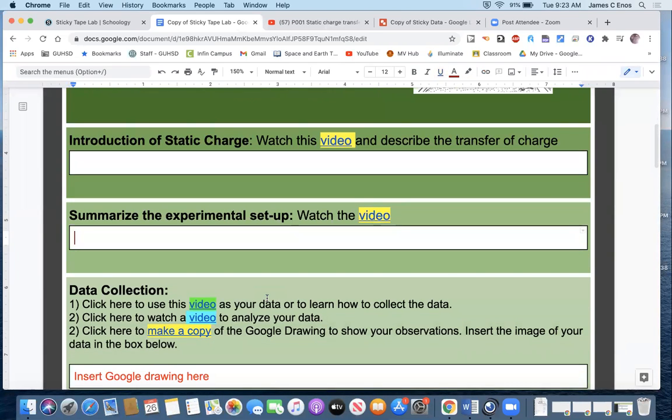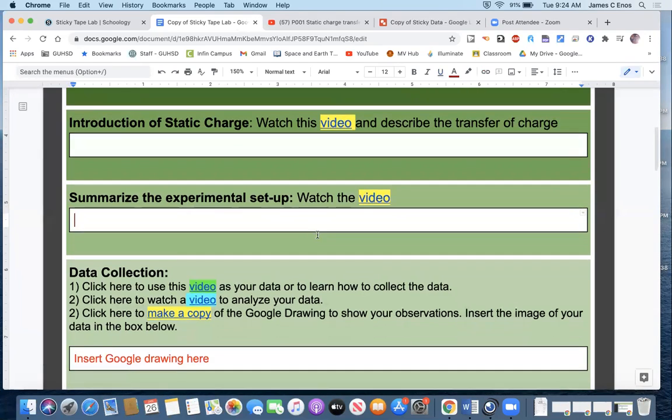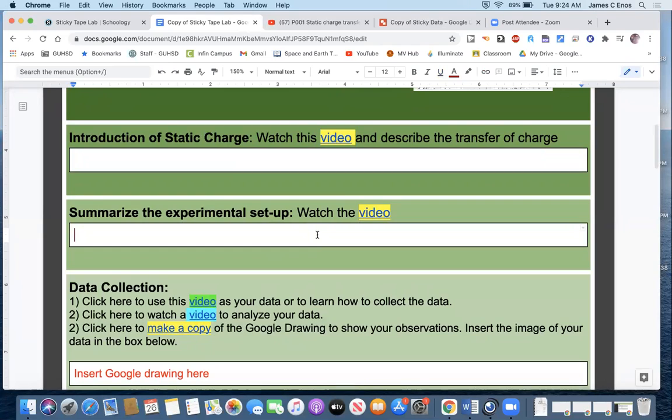So I'm going to show you how we're setting this up. Then you can watch this video and start describing it. As I set it up, we're going to collect data, and from that data we're going to be able to understand what's going on.